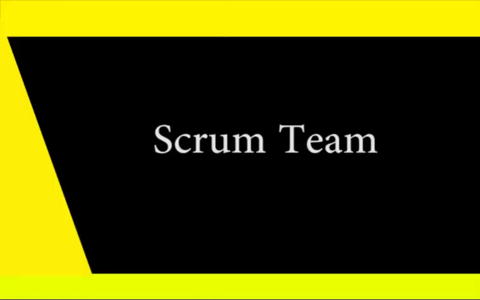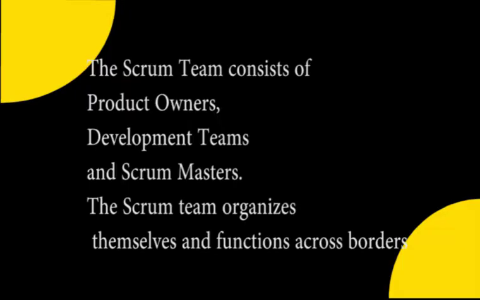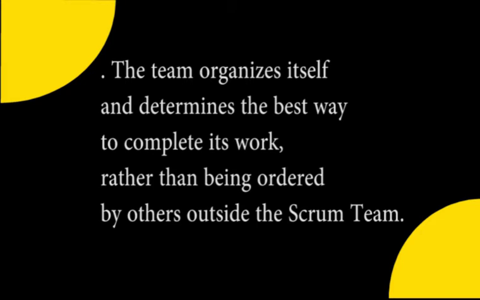SCRUM team. The SCRUM team consists of a product owner, a development team and a Scrum Master. The SCRUM team organizes itself and functions cross-functionally. The team organizes itself and determines the best way to complete its work rather than being ordered by others.